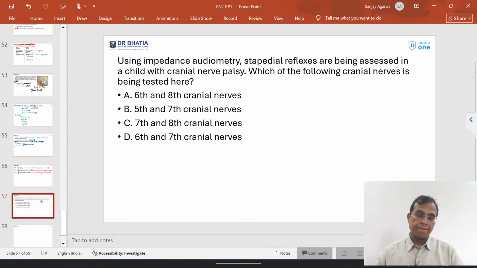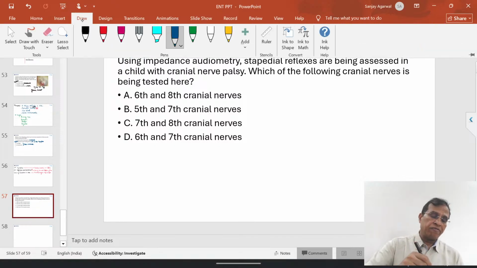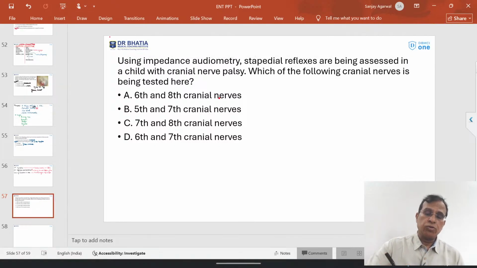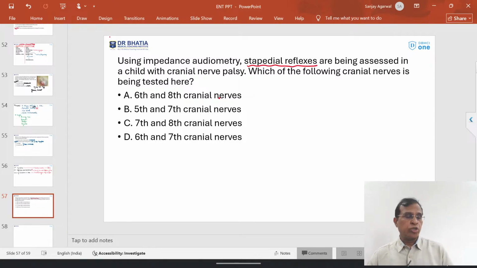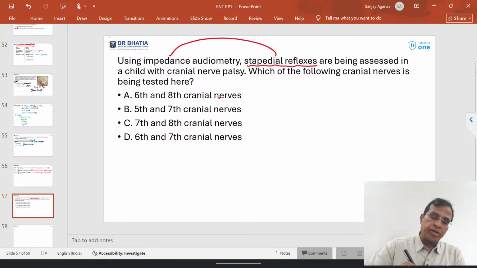Next one. Using impedance audiometry, stapedial reflex are being assessed in the child with the cranial nerve palsy. So which of the following cranial nerve is being tested? Basically, indirectly ये पूछे कि stapedial reflex में कौन सी cranial nerve यूज होती है, क्योंकि stapedial reflex को आप चेक कर रहे हो तो मतलब जो नर्व इसमें यूज हो रही है उसी को आप चेक कर रहे हो, और stapedial reflex को चेक करने के लिए हम impedance audiometry करते हैं.